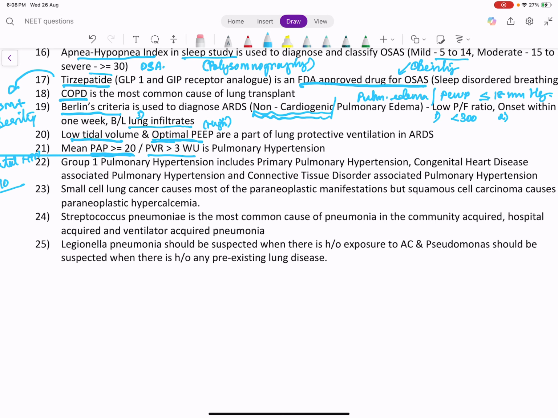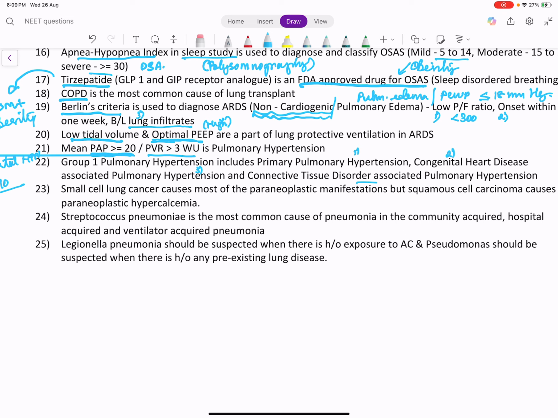Group 1 pulmonary hypertension includes primary pulmonary hypertension, that due to congenital heart disease, and pulmonary hypertension associated with connective tissue disorder. Group 2 pulmonary hypertension is due to left atrial dilatation, that is, pulmonary hypertension due to left heart diseases. Group 3 pulmonary hypertension is due to chronic lung diseases and chronic hypoxia like ILD, bronchiectasis, COPD, obstructive sleep apnea. Group 4 pulmonary hypertension is chronic thromboembolic pulmonary hypertension.